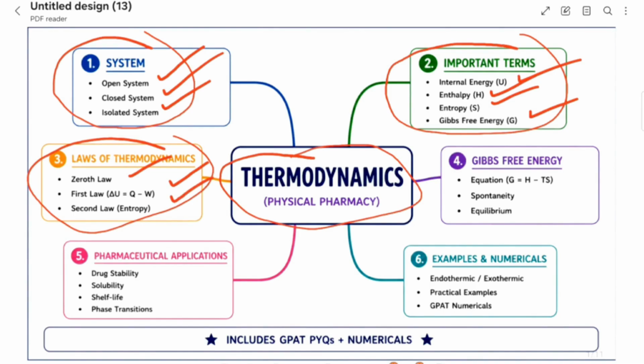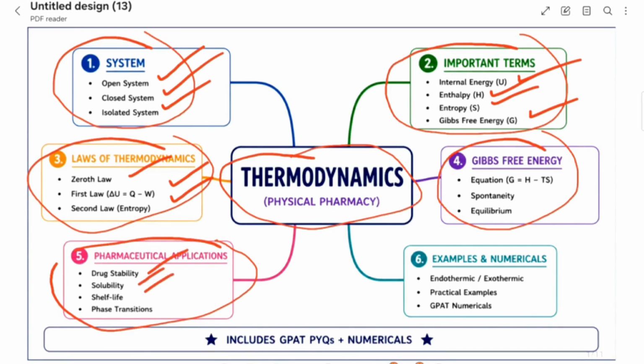In that we are going to see Zeroth law, first law, then second law. Then we are going to deal with another topic, that is Gibbs free energy. Then what are the pharmaceutical applications of this thermodynamics? So it is used in drug stability, solubility, shelf life, then phase transitions, to study the phase transitions. Then we are going to focus on examples and numericals. So let us start the video.